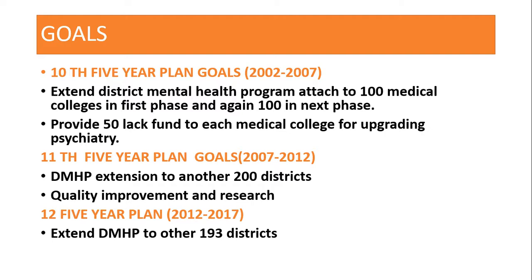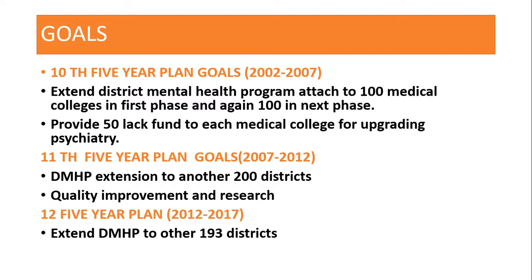In the 10th 5-year plan, that means from 2002 to 2007, the goal was to extend the District Mental Health Program to 100 medical colleges in the first phase and another 100 in the next phase. So 200 medical colleges were attached to the District Mental Health Program. That was the goal of this 10th 5-year plan. Then 50 lakh fund to each medical college.